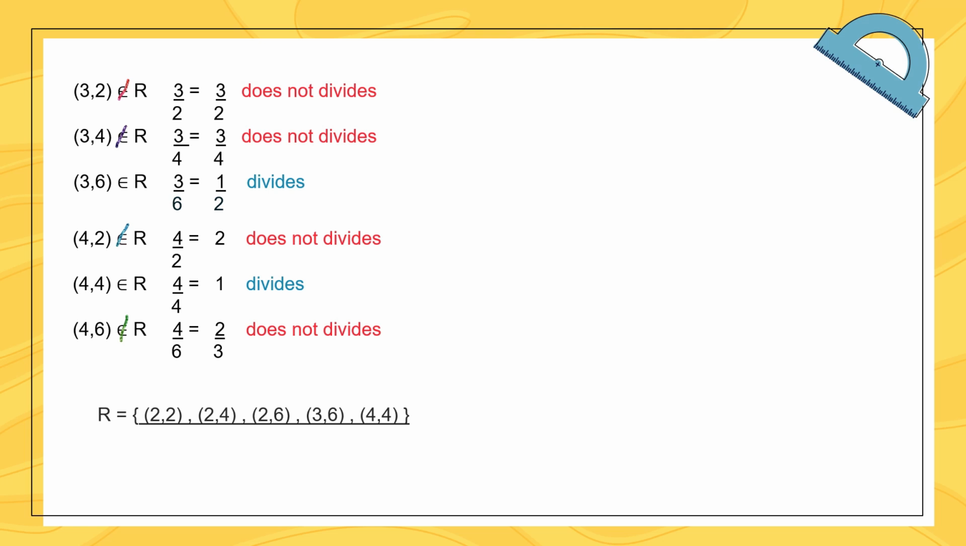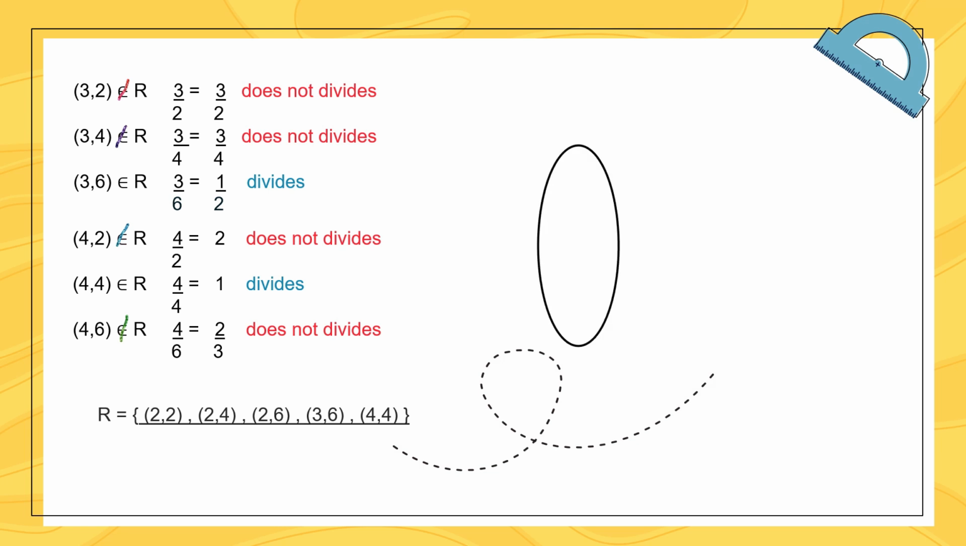4, 2 is not an element of R because 4 does not divide 2. 4, 4 is an element of R because 4 divides 4. 4, 6 is not an element of R because 4 does not divide 6. These are the relation of x divides y. R is equal to the set of (2, 2), (2, 4), (2, 6), (3, 6), and (4, 4).